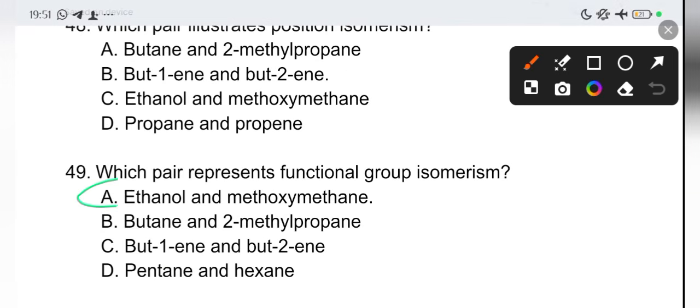Okay, 49. Which pair represents functional group isomerism? We have ethanol and methoxymethane. This is very common. So you might see questions like this. Option B is an isomer. Option C is an isomer, but it is not a functional group isomer. So you should take note of your questions, understand your questions very well.